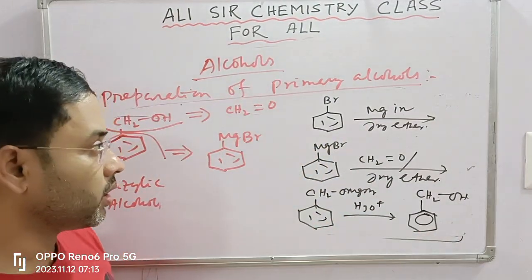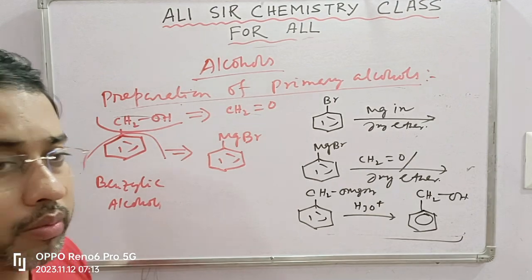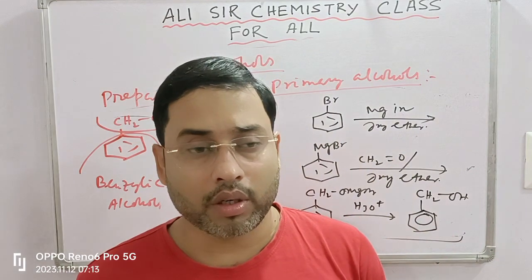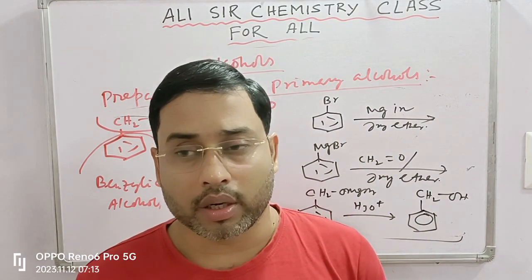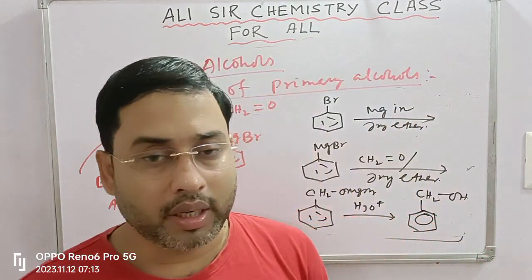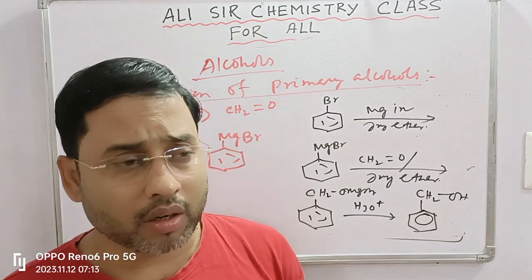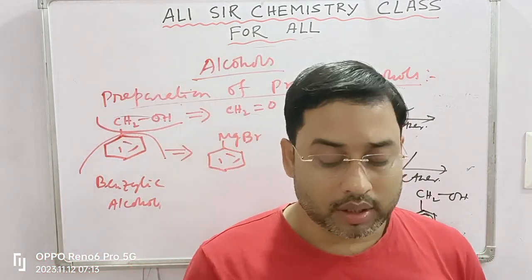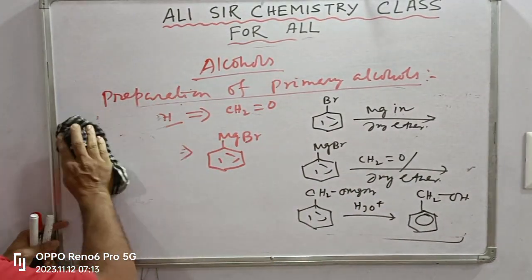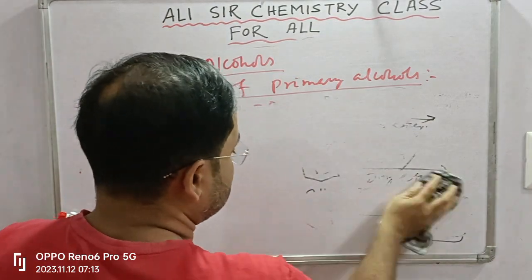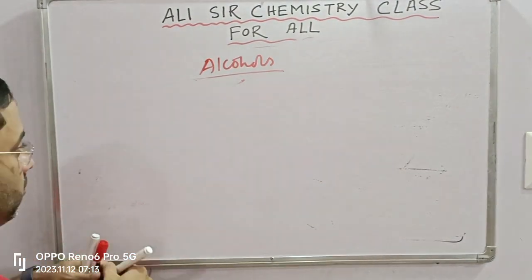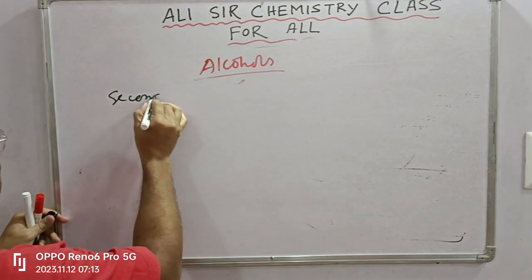So I think all of you have already understood these problems: how you can prepare the primary alcohol from the Grignard reagent. The starting material is a Grignard reagent, and the corresponding carbonyl compound is formaldehyde. Only formaldehyde. Except formaldehyde, we cannot take any other aldehyde or ketone, because any other aldehyde will form a secondary alcohol, and a ketone will form a tertiary alcohol. We will discuss that later. So now moving to the preparation of secondary alcohols by using Grignard reagents.